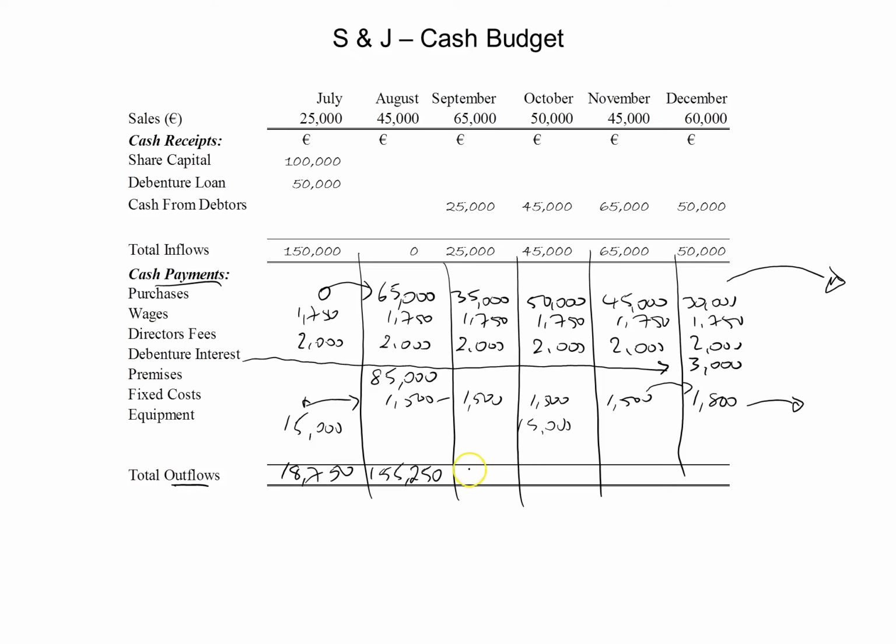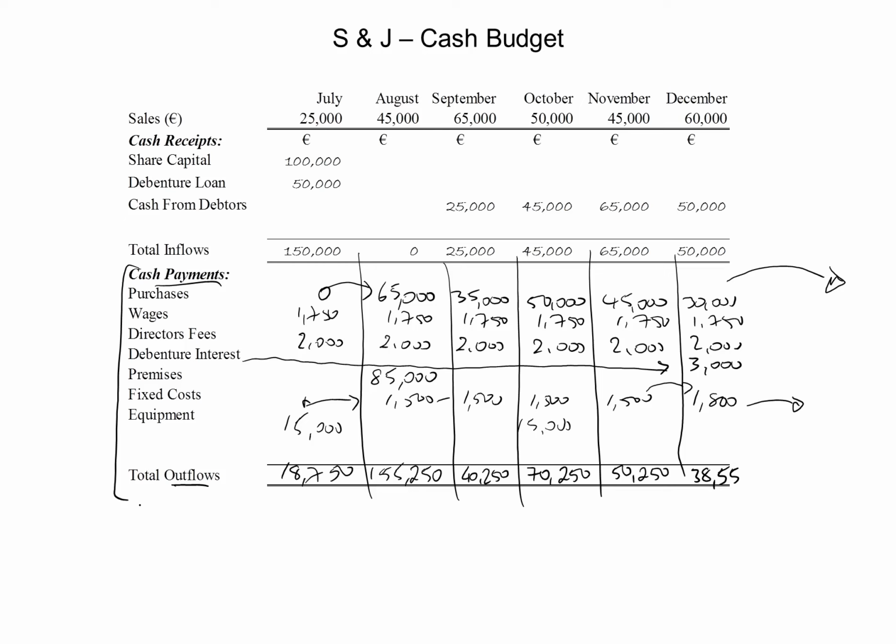September, 40,250. October, 70,250. November, 50,250. And December, 38,550. Now, that completes the total cash payments, or total cash outflows.